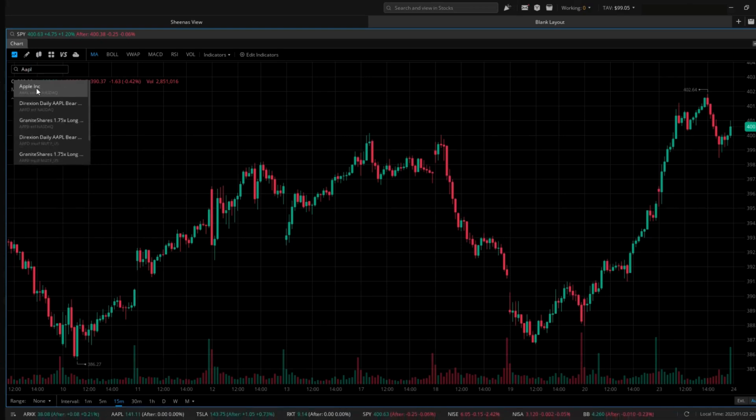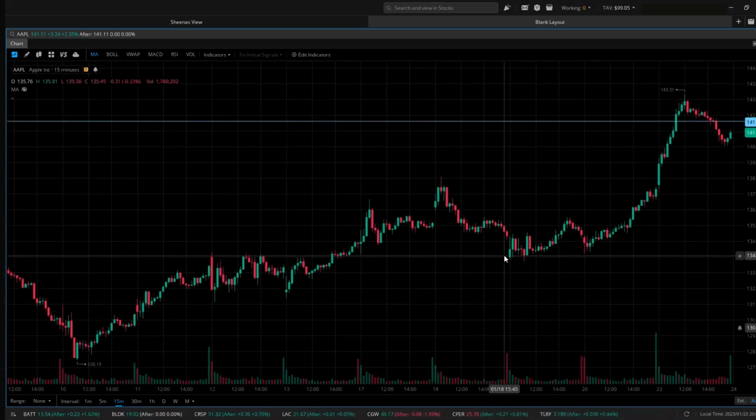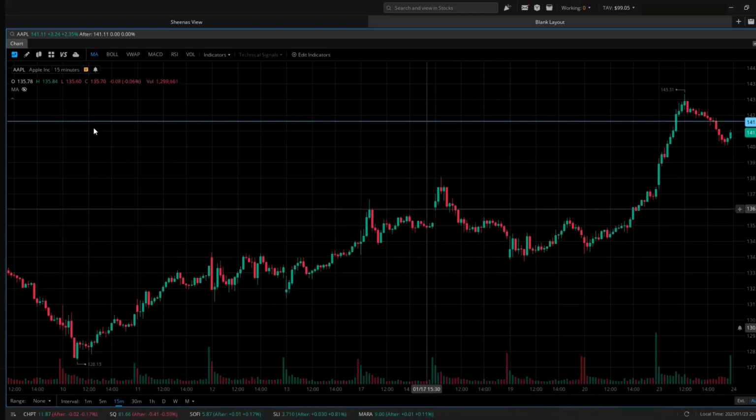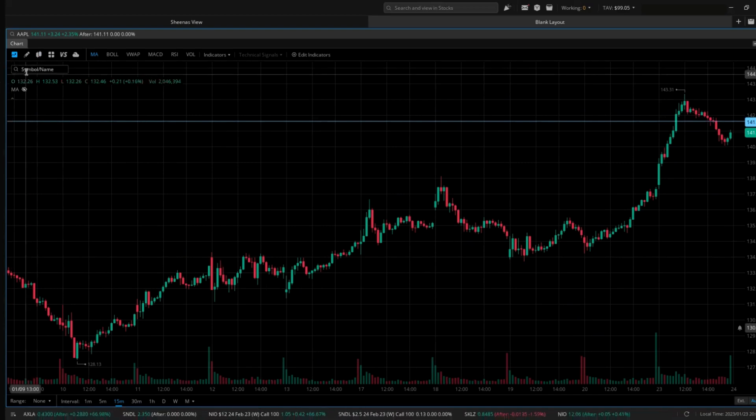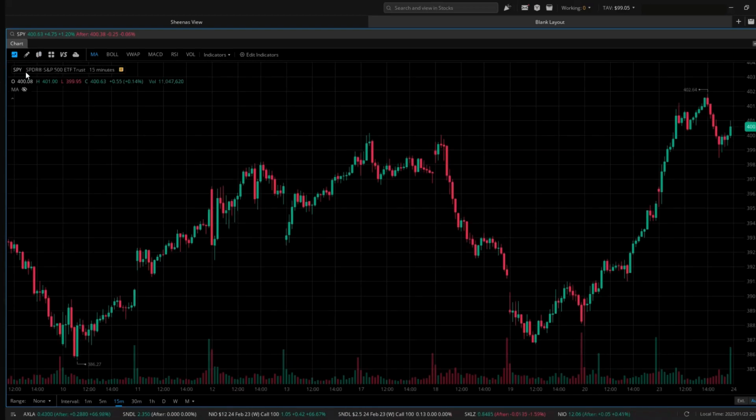And it also will have a drop down box, which will help you to identify if you don't exactly know what the ticker symbol is for a particular stock. If you know the title of it or the name of the company, you can also type that in, and it will also lead you to the stock as well. So if I click there, you see how the chart changes. And now we have information for Apple. But we're going to go back to SPY since that's what we started with.